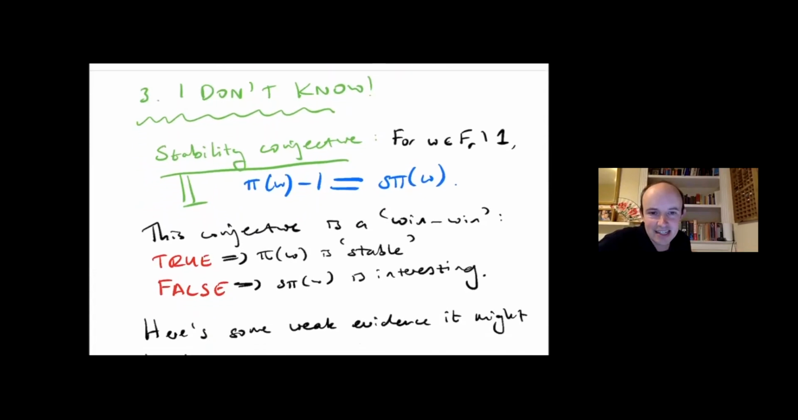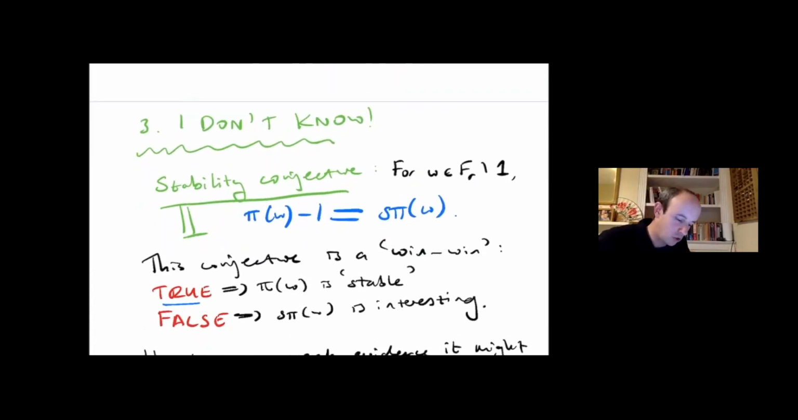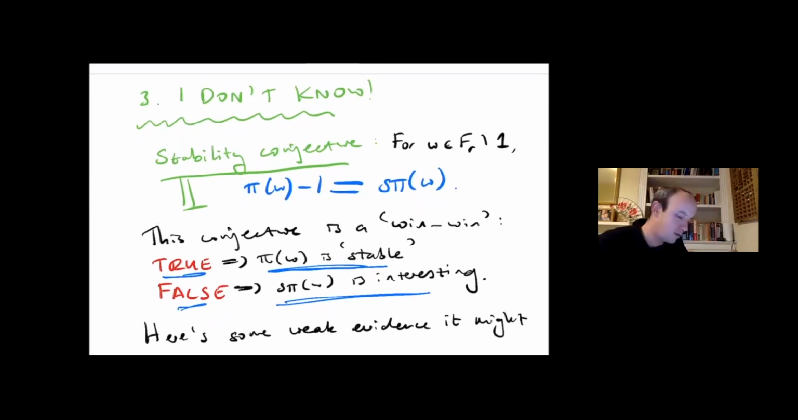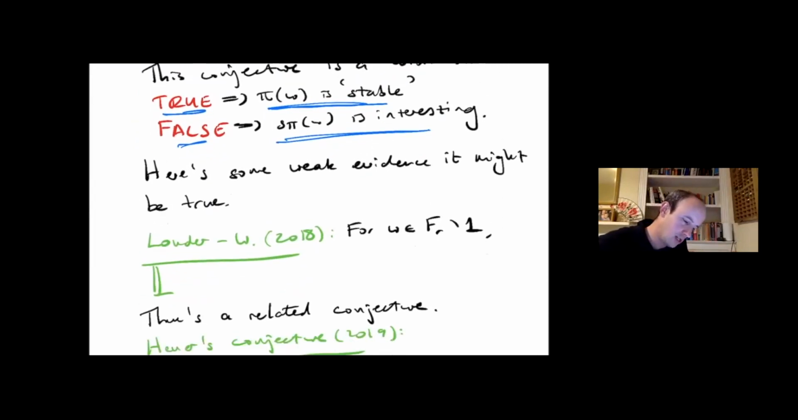And I'd like to think that this conjecture is a win-win. If it's true, then this would be a very deep theorem about primitivity rank, and it would tell you that it has this amazing stability property. On the other hand, if it's false, then I'm really happy, because that means all this work I did to give you this definition is worth something, because it's an interesting number. It's going to tell us some new information. So I do have some weak evidence that it might be true.